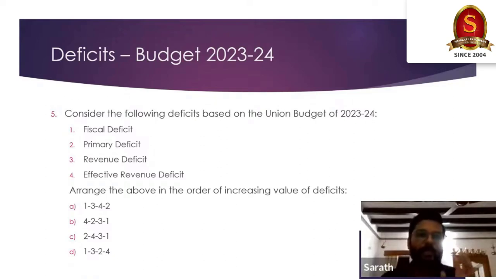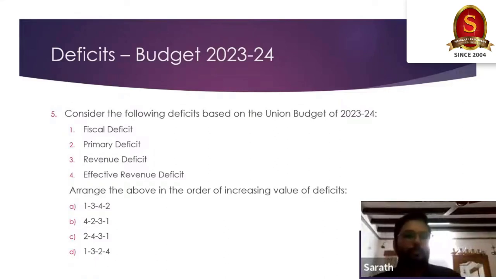If this is the case, then fiscal deficit is going to be the highest value, which means in our options, that should be the last one. If that is the last one, option A is ruled out, option D is ruled out. So two options are ruled out right away. These are certain logics that you have to know.